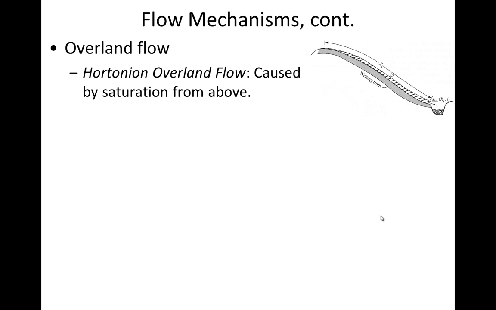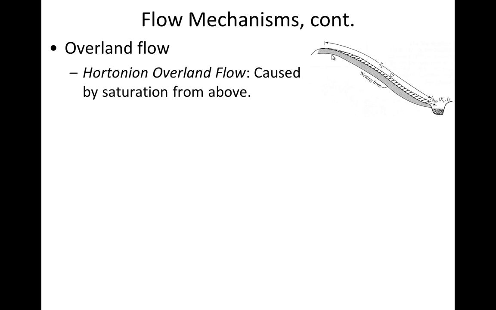The text makes the distinction between two different kinds of overland flow, the first of them being Hortonian overland flow. And you can tell from the diagram here that in Hortonian overland flow, which is named for Horton, and you'll remember that we had the Horton model for declining rate of infiltration. Here, what causes overland flow is when the infiltration is less than the precipitation.